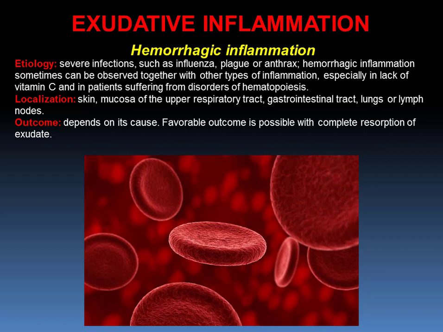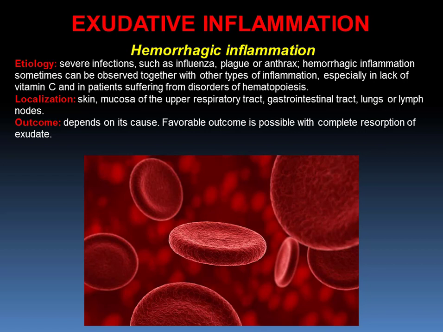Example of hemorrhagic inflammation is hemorrhagic pneumonia in influenza. Mucous membrane is swollen with dark red spots, areas of hemorrhage. Also, dark red spots can be found on the cut surface of the lung due to hemorrhagic exudate accumulation in the alveoli. Microscopically, we will see inflammatory fluid consisting of leukocytes, predominantly neutrophils, and some amount of macrophages, but the main cell type in exudate will be erythrocytes.